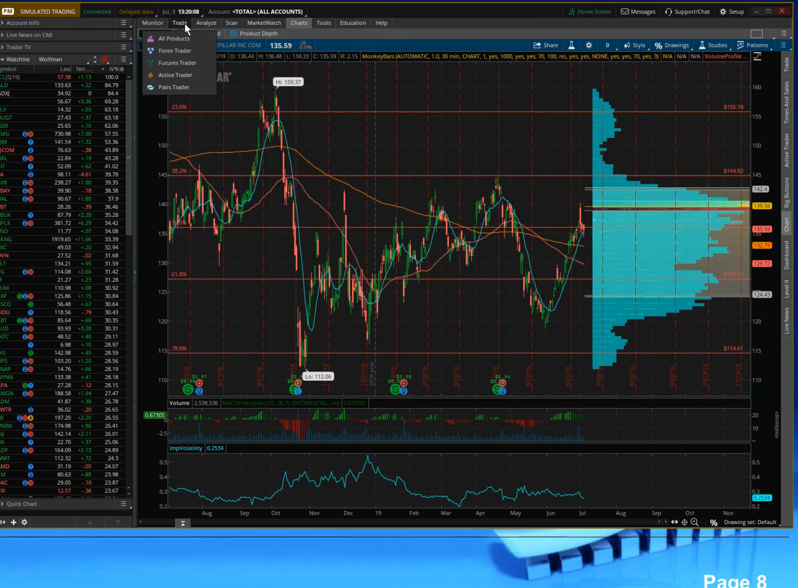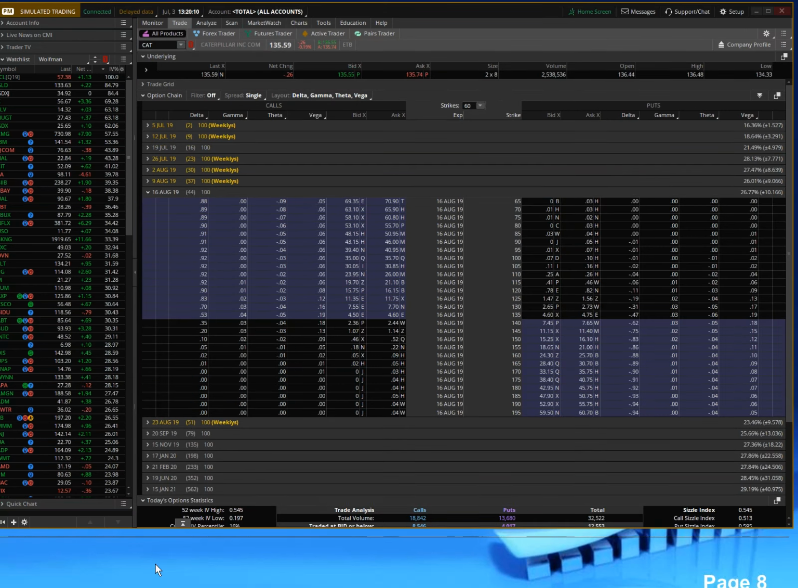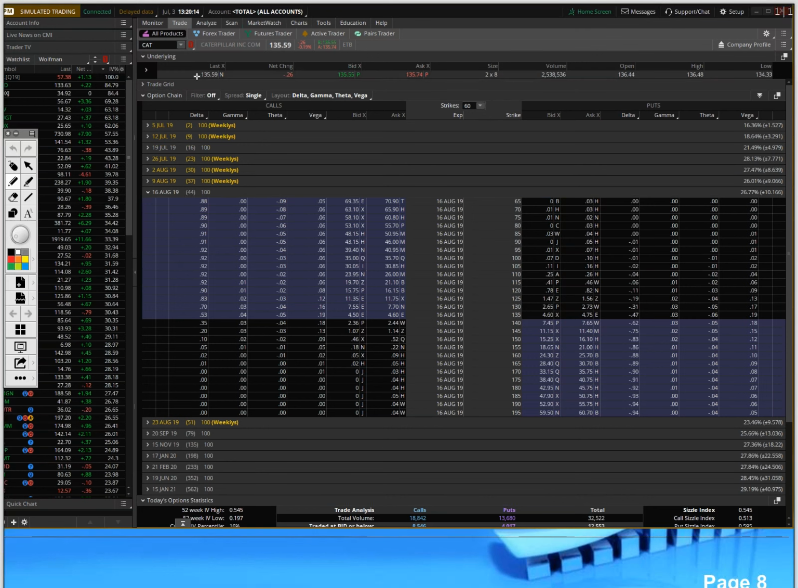We've got Caterpillar up here. I'll just use it as an example. So any stock that is over $100, we need to move the decimal place 3 ticks to the left. 1, 2, 3. So we move it 3 ticks to the left. We've got 13 cents, right? You can basically say somewhere between 13 and 14 cents on this strategy.